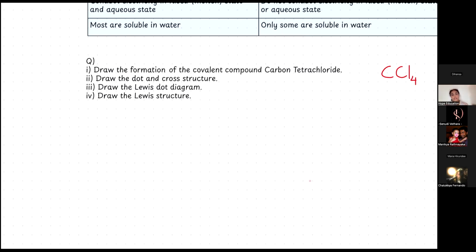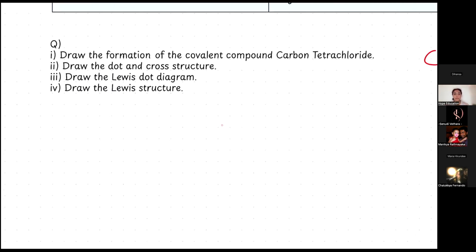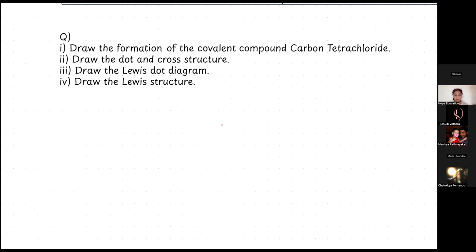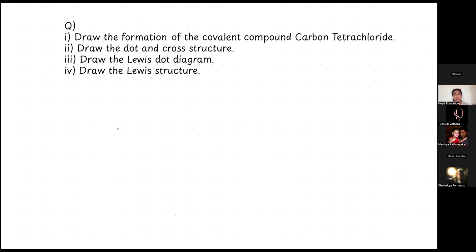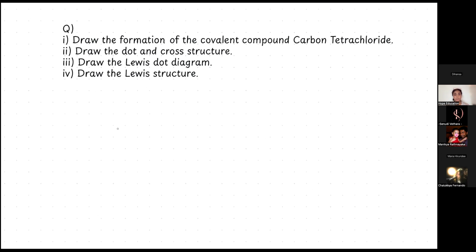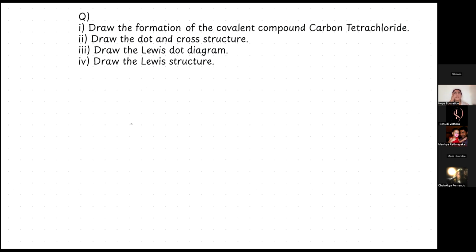Okay, let's discuss. It's okay, you can still be doing, but let's discuss. So carbon tetrachloride means there is one carbon and four chlorine atoms, right? Okay. So carbon's electronic configuration is 2,4.